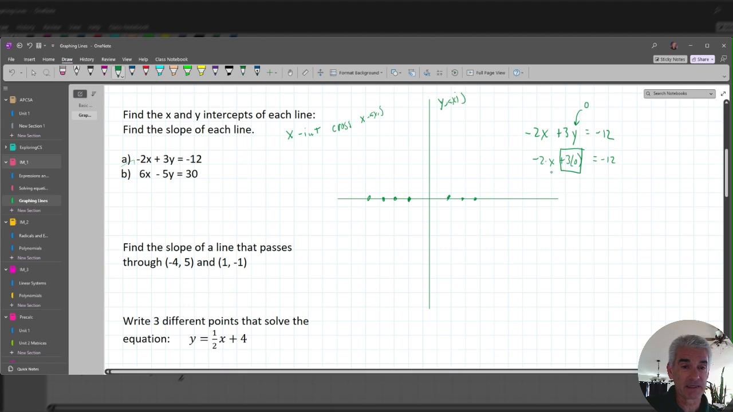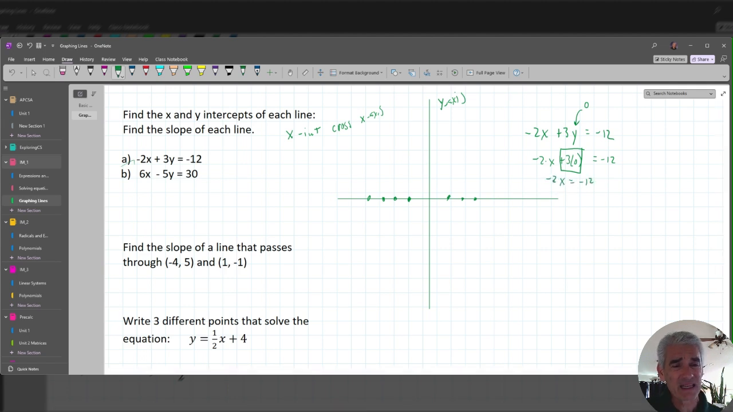So let me complete this algebra here. Negative 2 times x equals negative 12. I can kind of do this in my head. Negative 2 times some number equals negative 12. I know the number's got to be 6, but the algebra step would be to divide both sides. Since negative 2 is being multiplied times x, I need to undo that. I'll divide by negative 2.